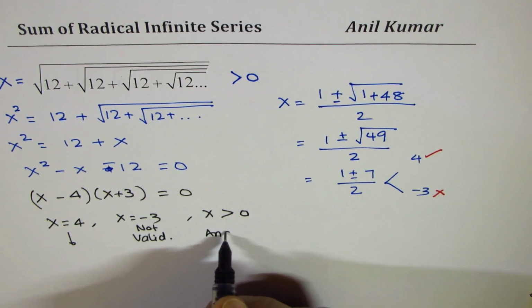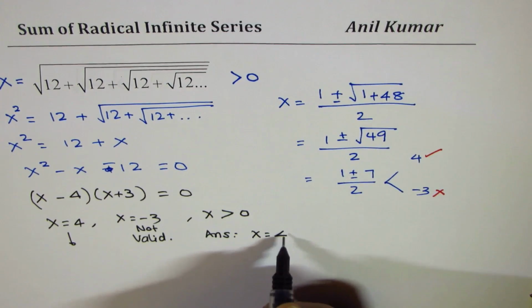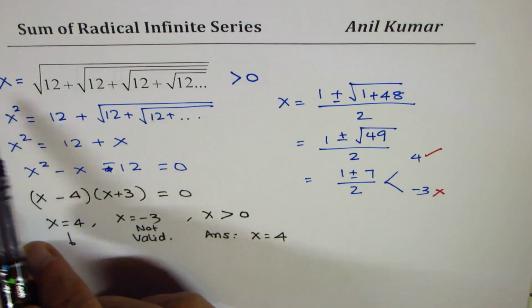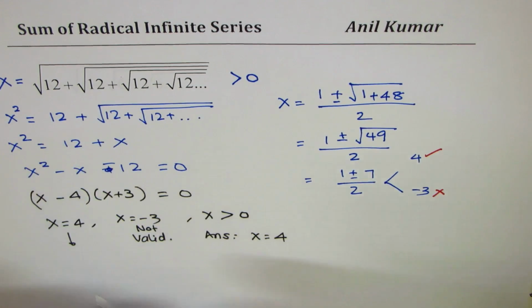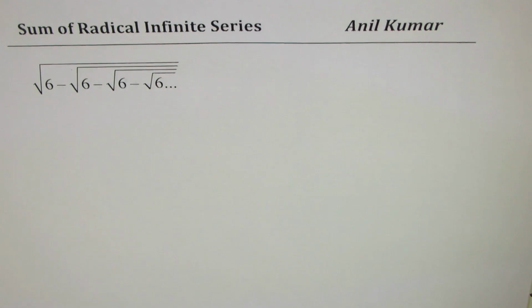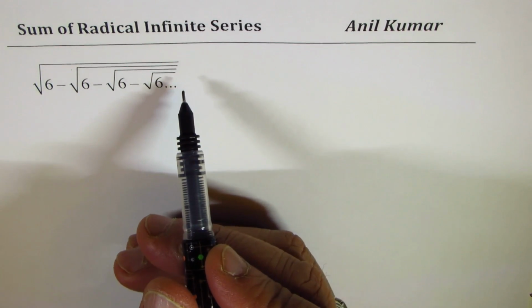So we get our answer as x equals 4. So it is simple. Just substitute the whole thing as x, square both sides, and then solve it like a quadratic equation. So I hope you get the point, right? Now, for this question, you can pause the video, answer, and then look into my solution, right?